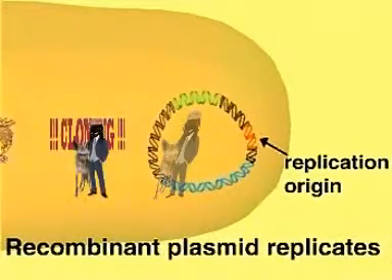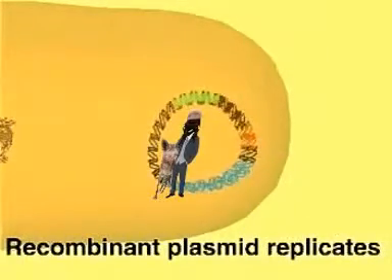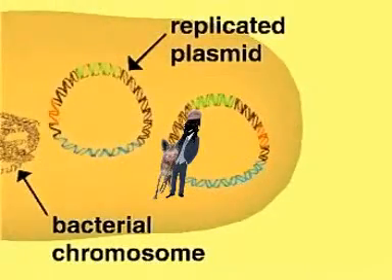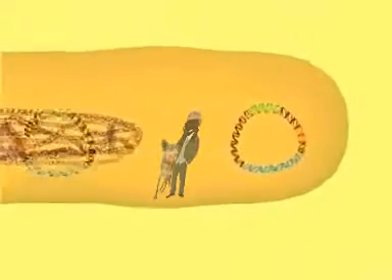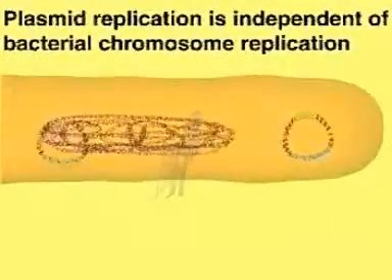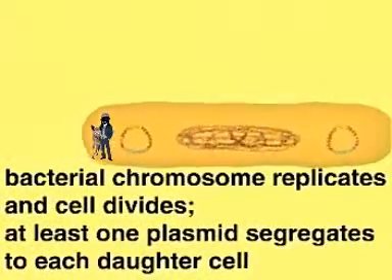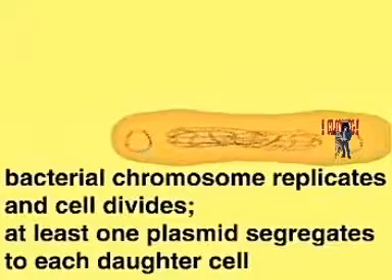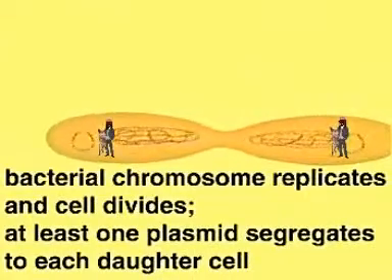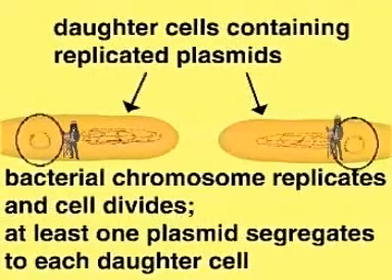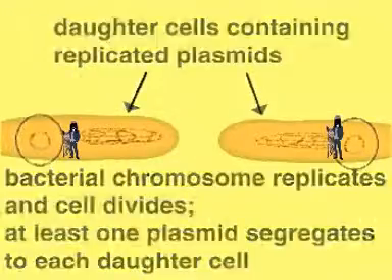The replication origin allows the plasmid to replicate by using the host cell's enzymes. Plasmid replication is independent of host cell division, but plasmids are distributed to each daughter cell when the host cell divides. As the plasmids replicate and the host cells multiply, the number of copies of the recombinant plasmid is greatly amplified. The multiple daughter cells form a colony or clone.